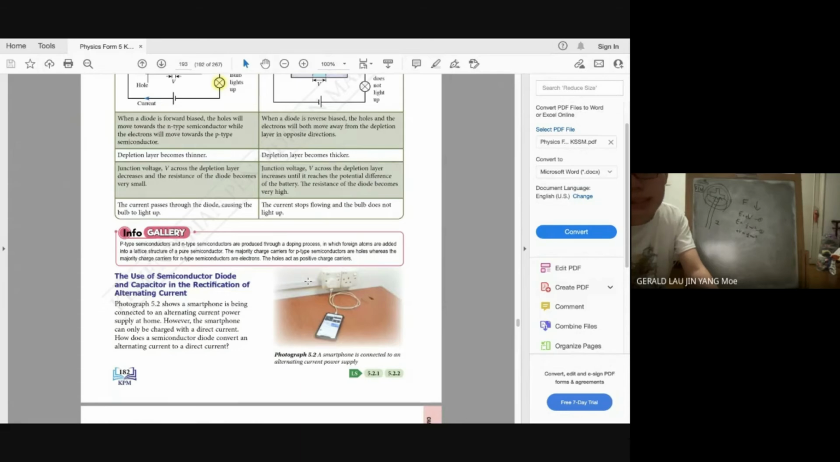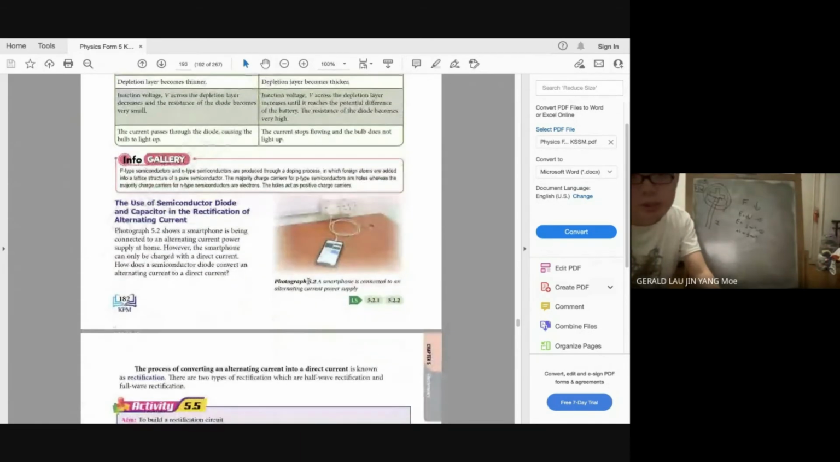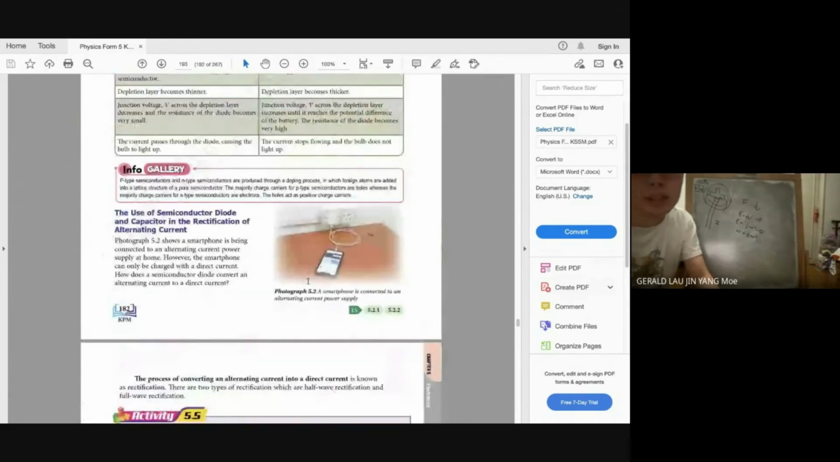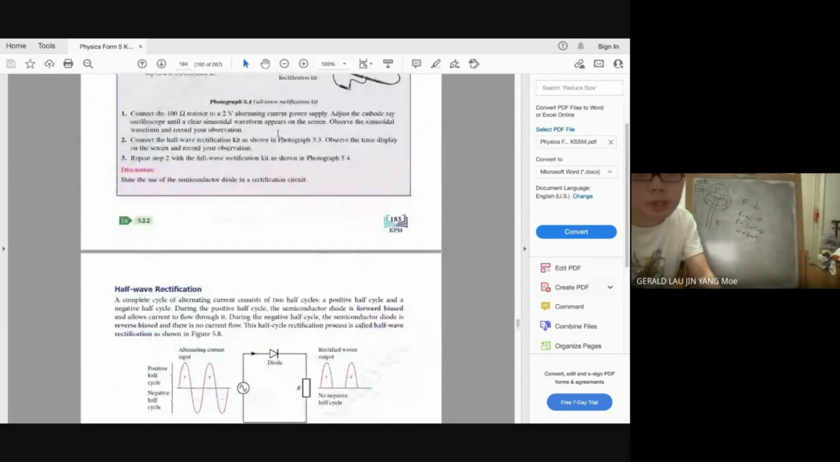Okay, so this is the mechanism of this semiconductor. Use of semiconductor diode and capacitor. Now, you have already learned the semiconductor diode. Let's look at the second component, which we call a capacitor.